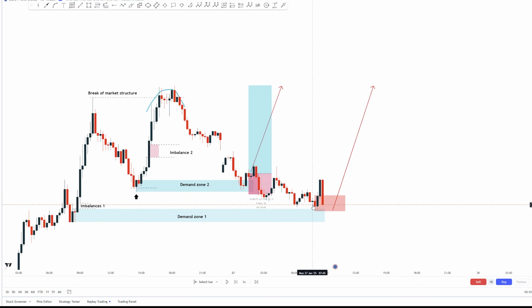So then from here we can wait for a bullish candlestick close, and it will be perfect if the bullish candlestick close is a rejection candlestick, because we also have a bearish candlestick here.